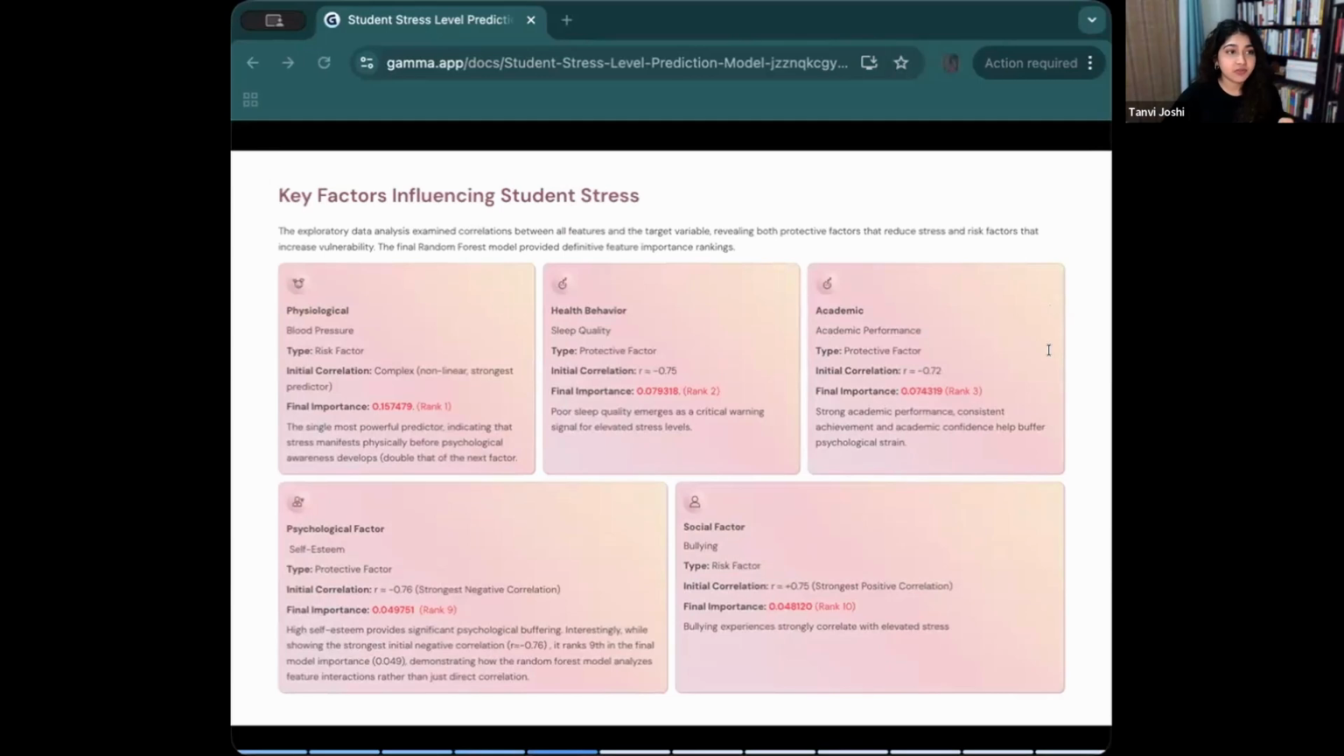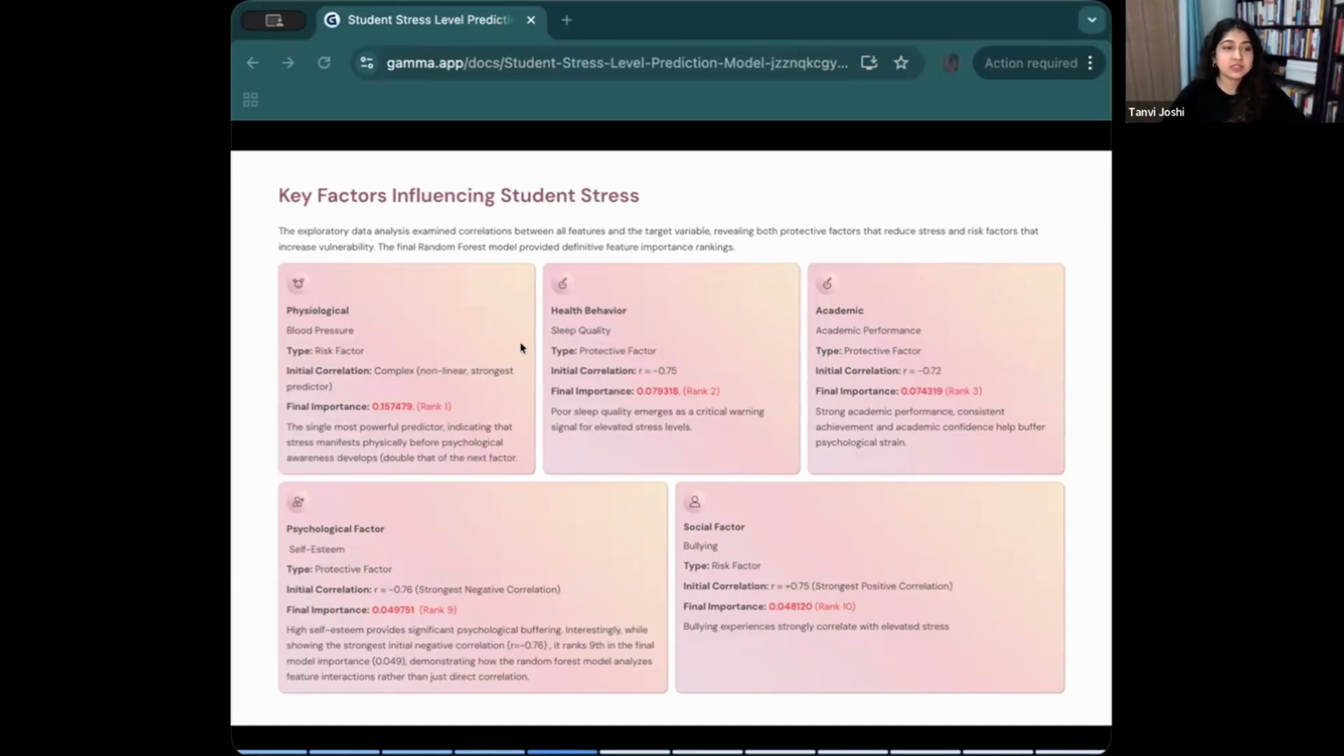Here you can see the top five factors influencing student stress. The insight that I gathered from this was that the body speaks first. The minute an individual is experiencing stress, the body shows signs before it is registered mentally. For example, the blood pressure spikes, you sleep poorly, your heart rate increases, stuff like that.